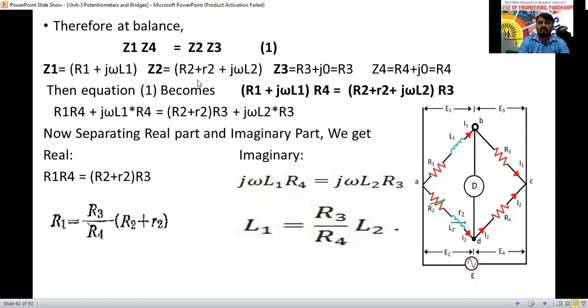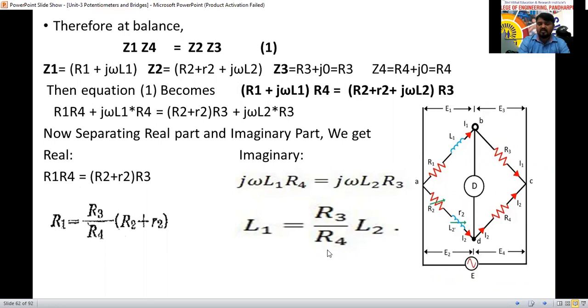Actually, the formula we know is R1 R4 equal to R2 R3. It is the same thing here, but one more R2 is added, so we use R2 plus R2 into R3 divided by R4. In the place of R1 there is L1, and in the place of R2 there is L2. Only inductance is present here, so instead of resistance we consider L2 for the measurement of unknown L1. So L1 equal to L2 R3 divided by R4. We can write this for the self inductance.